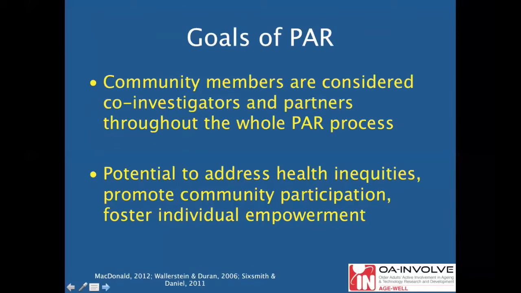So what are the goals of PAR? PAR aims to equitably involve all partners in the research process and works with a research topic that is important to the community. Ultimately, it aims to combine knowledge and action for social change.